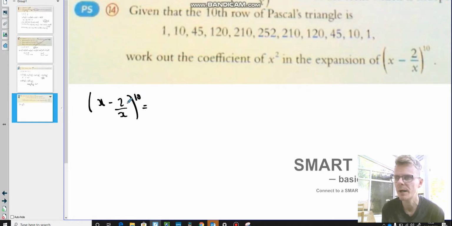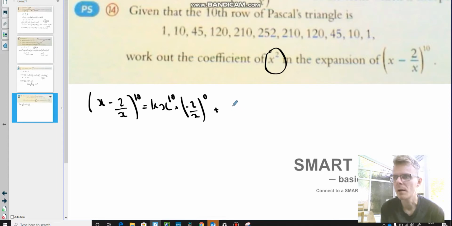So if I was to expand this, now we're looking for the x squared term, and we've seen in previous examples with the fractions that we'll get some cancellation, and let's think about when that's going to happen. So they've given us the coefficients, so we're going to have x to the power of 10 as our first term, times 1, times 1, I'm just going to keep, you don't have to do this, times 1, you've got to be careful here, minus 2 over x to the power of 0, which is still 1 though, that's fine, plus 10 times x to the power of 9 times minus 2 over x to the power of 1.